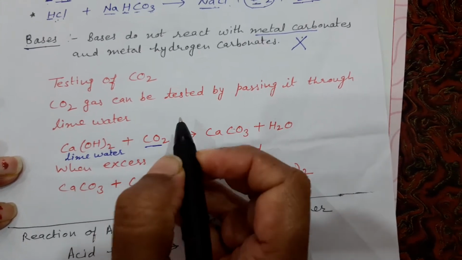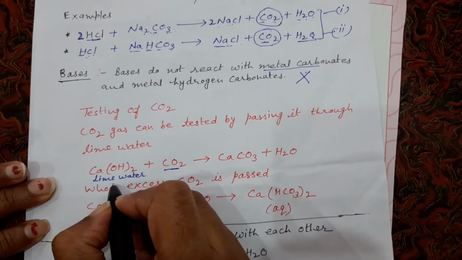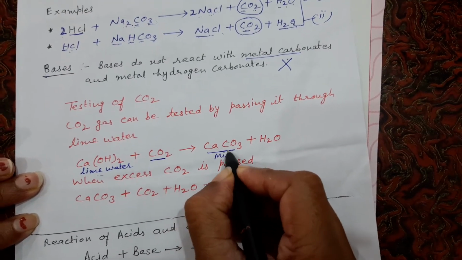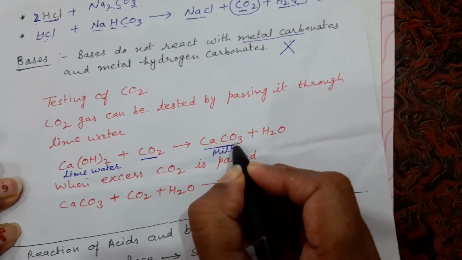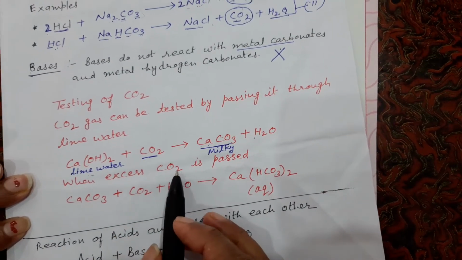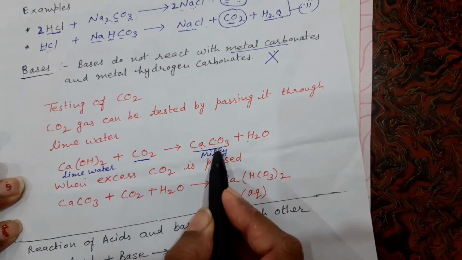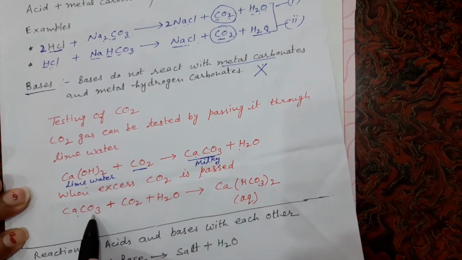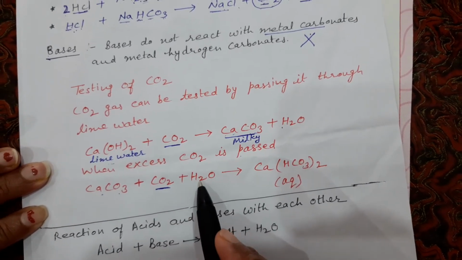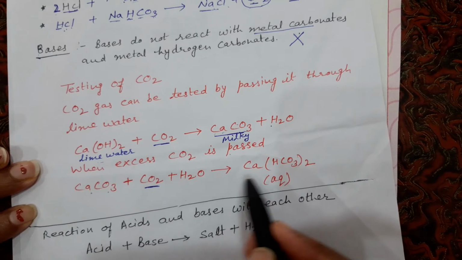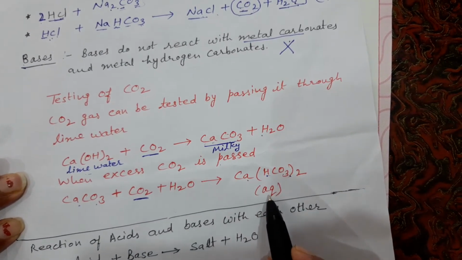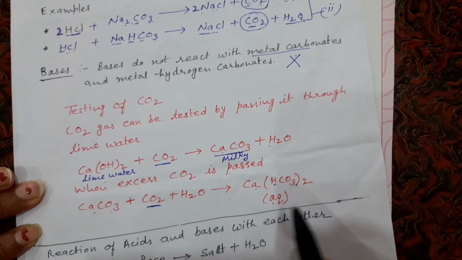When carbon dioxide is passed through lime water, it becomes milky. It becomes milky, and this compound is calcium carbonate and water. When an excess of carbon dioxide is passed through this substance, calcium carbonate and excess carbon dioxide dissolve in water, and calcium hydrogen carbonate is formed, which is in aqueous form.